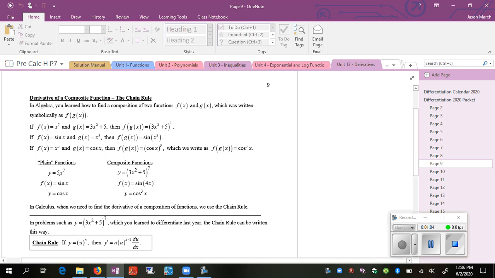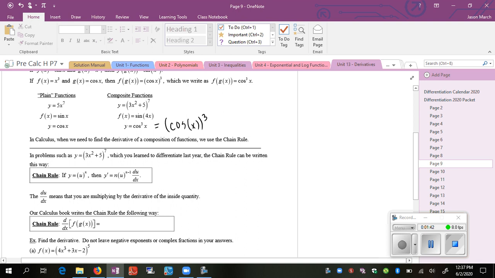So a plain function here is 5x to the 7th, but I have inside the parentheses a power raised to another power here, so that's a composite function. Similarly, I have sine of x as a plain function, but as soon as I change what's inside the trig function, now I have a composite function. And then the last one here is cosine cubed of x. That is technically a composite function because really this is equivalent to cosine of x and then cubed. And so the cosine is getting evaluated and then cubed.